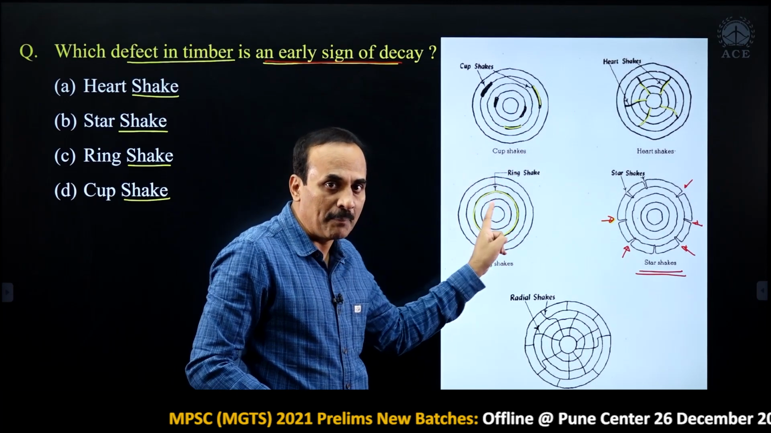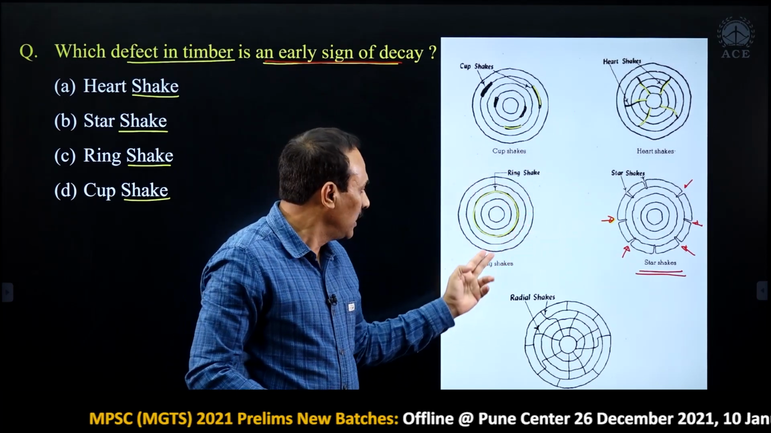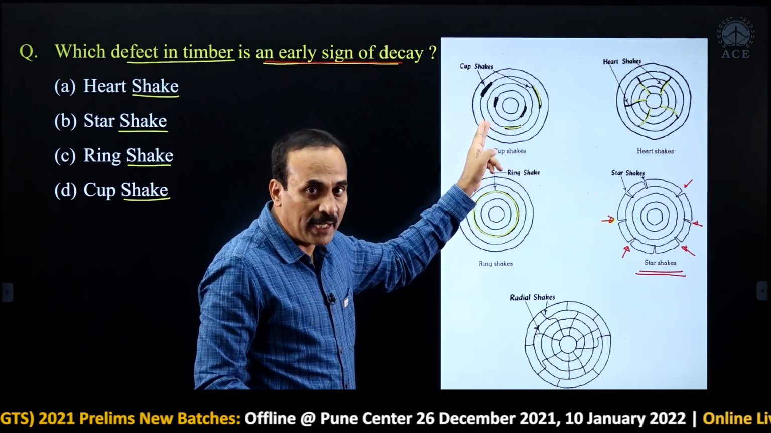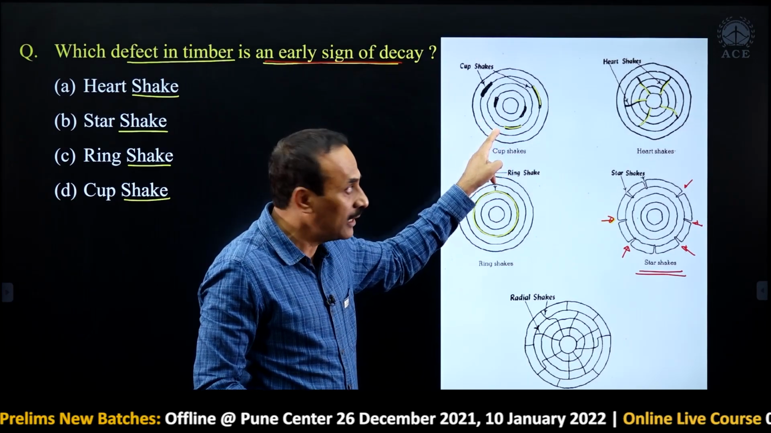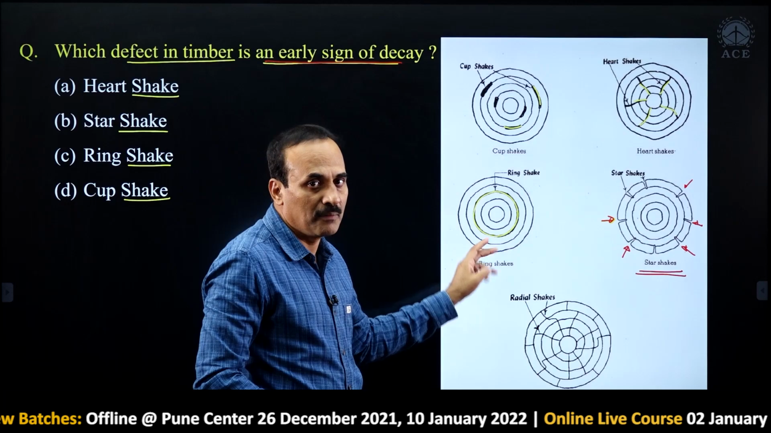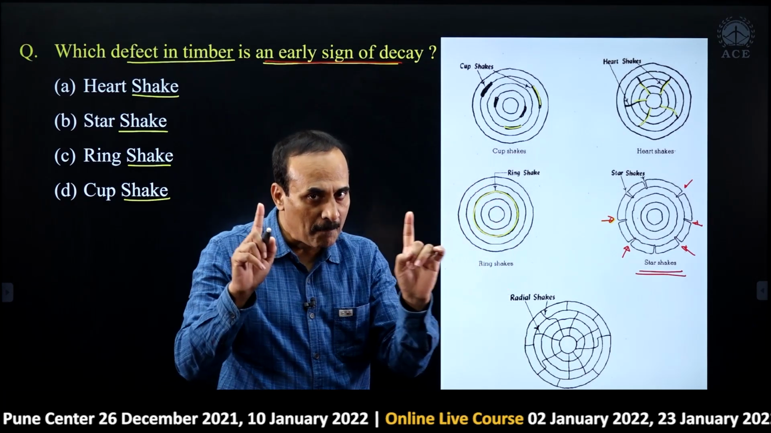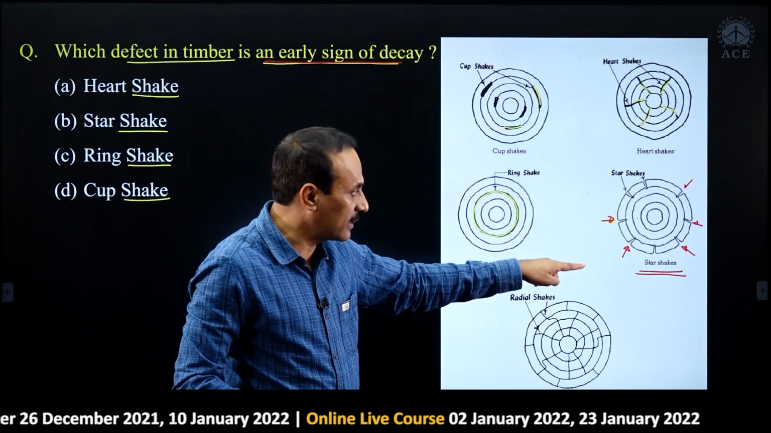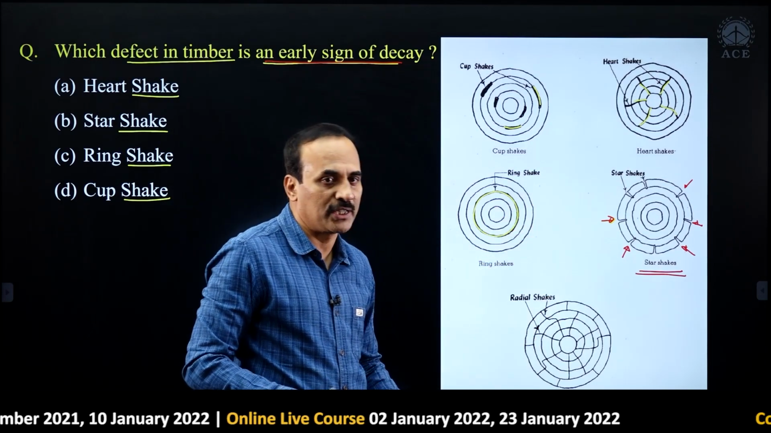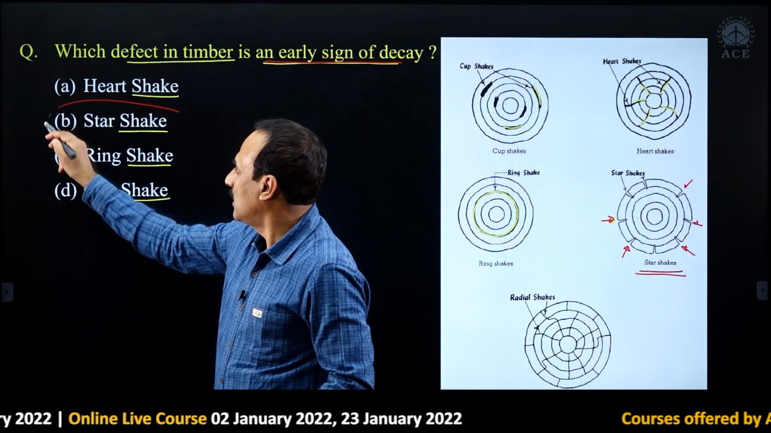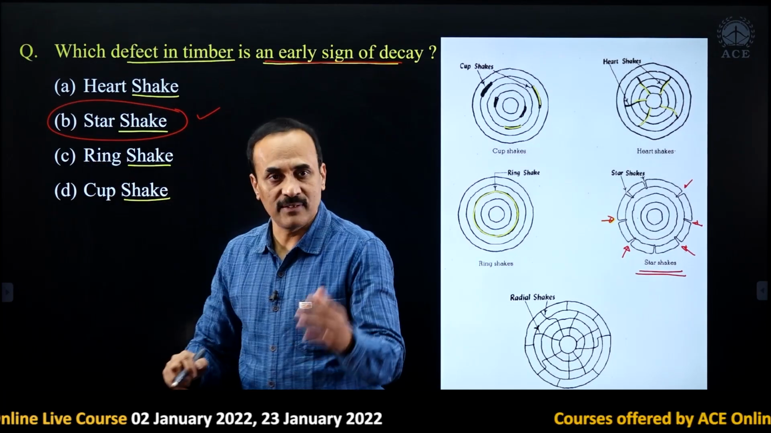These things may happen but you can't identify them. Even ring shake may be inside, you can't identify. Cup shake is the starting point of the ring shake. Cup extension is our ring shake, but these we can't identify from outside. So the primary identification of the shakes can be possible with star shake. So the answer here is the star shake. Answer is option B, you can say.